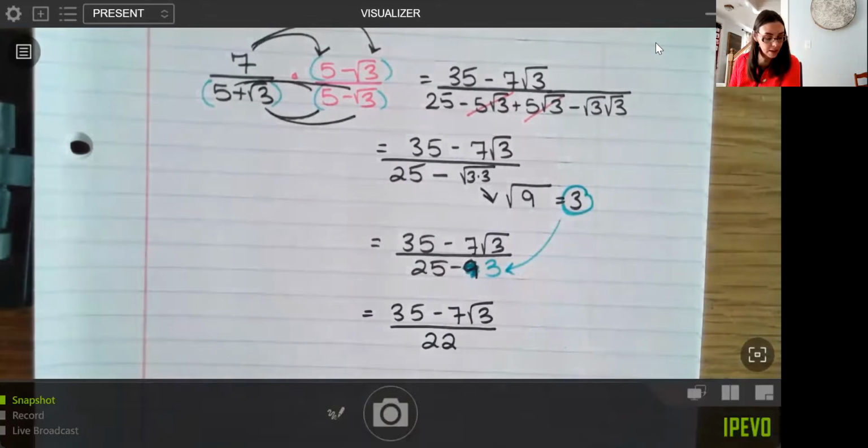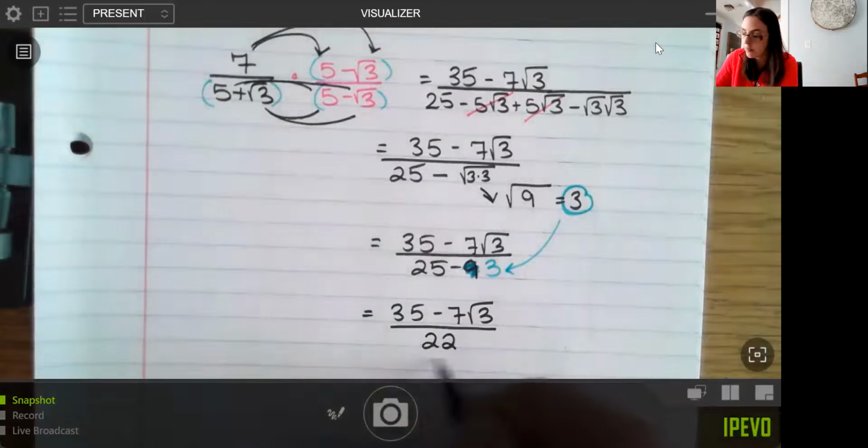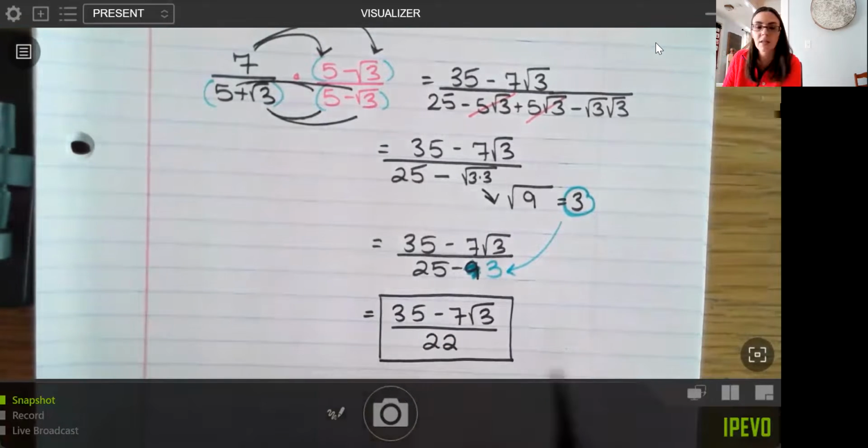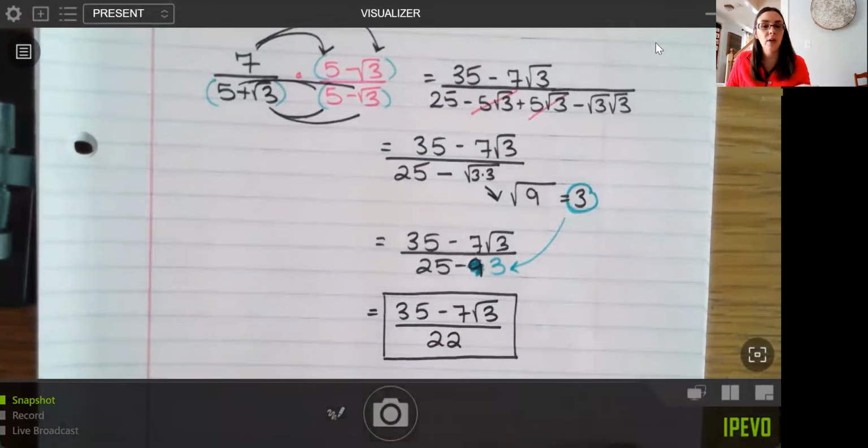So this would be my final answer here. And notice that I have gotten rid of that root in the denominator, which was my goal in rationalizing. When we're rationalizing the denominator, we just want to clear out that root in the denominator. We don't like it, so we're going to go ahead and clear that out.